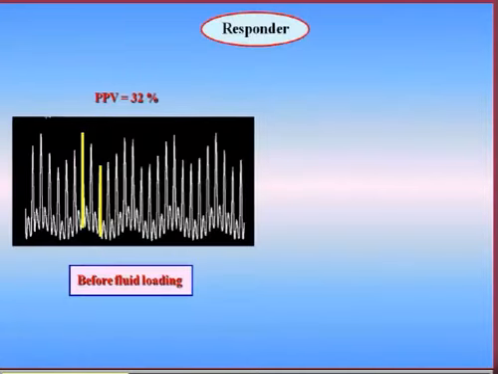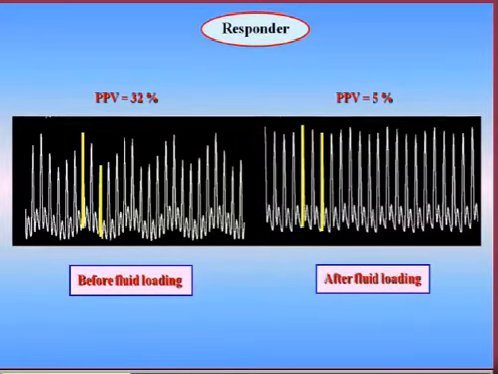in terms of prediction of fluid responsiveness. This is a typical tracing of a patient with a high PPV, 32% before receiving fluid, and only 5% after fluid challenge. This means that pulse pressure variation is able to predict fluid responsiveness, but it can also assess the real changes in cardiac output, so it is easy to follow.